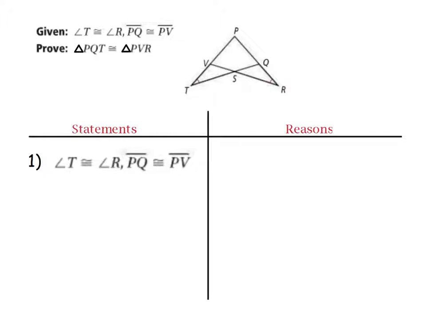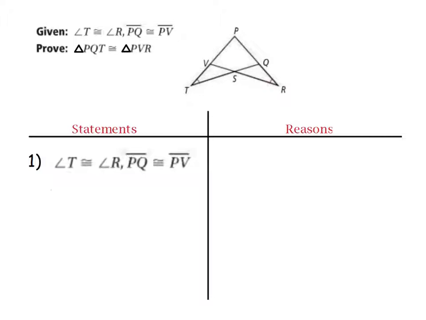All right, so with that said, let's try one that kind of looks like that. When I look at these two triangles, and you can see what I'm trying to prove here, triangle PQT, this triangle, and triangle PVR. Okay, what angle do they both share? Angle P. So I know I'm going to do an angle P congruent to angle P by reflexive.